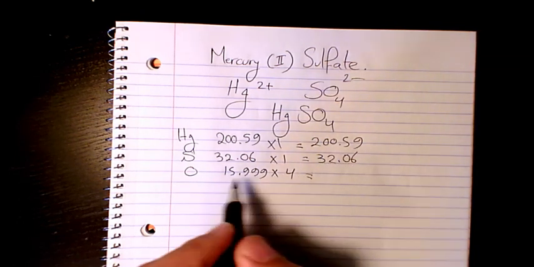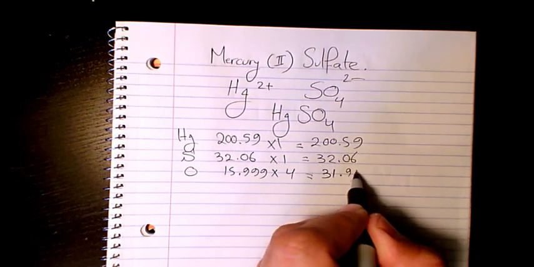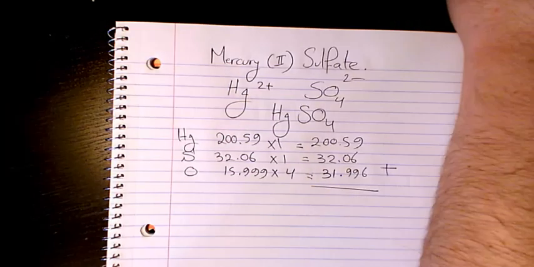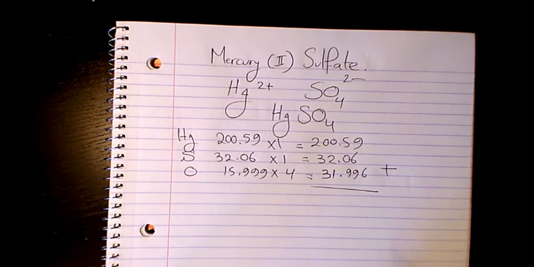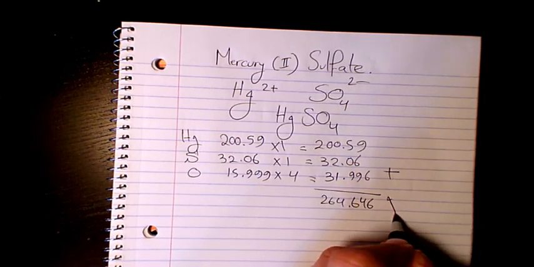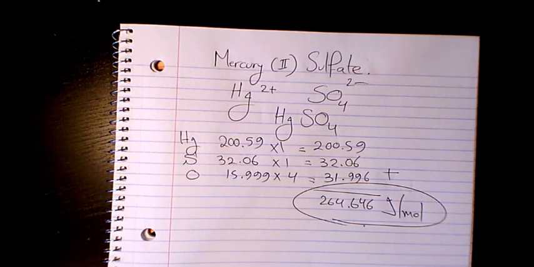4 times 15.999 is going to be 31.996, and then you add them. It's going to make it 200.59 plus 32.06 plus 31.996. That makes it 264.646 grams per mole. So that's the molar mass or molecular weight of mercury 2 sulfate.